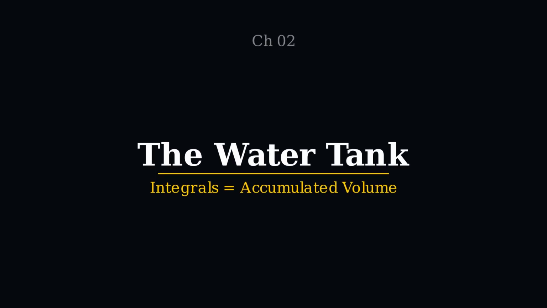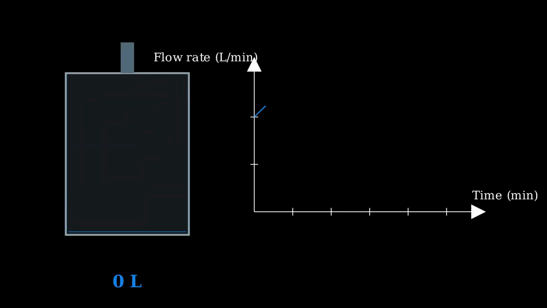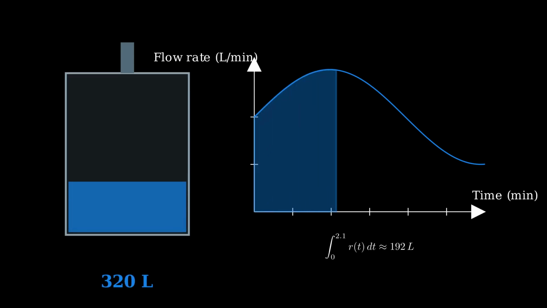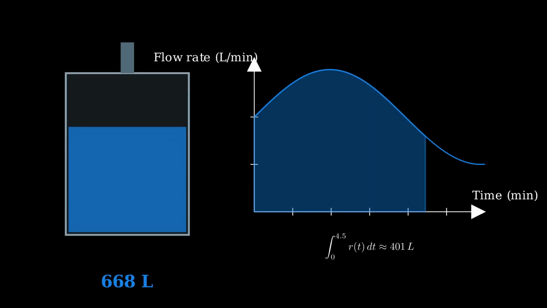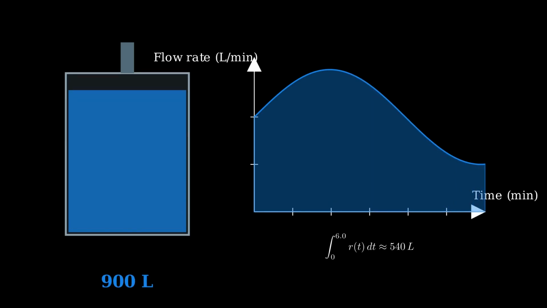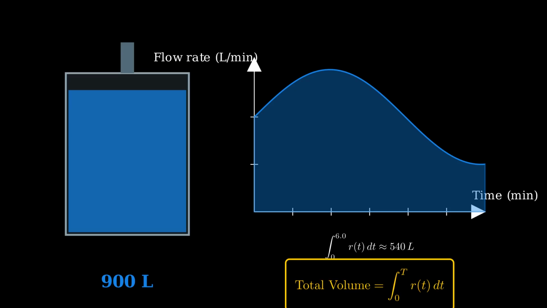Picture a water tank. Big one, like you'd find on a farm or on the roof of a building. There's a pipe at the top. Water flows in. But the flow rate isn't constant. Sometimes the pressure is high and it comes rushing in, sometimes it slows to a trickle. Now here's the question. After 6 minutes, how much water is in the tank?